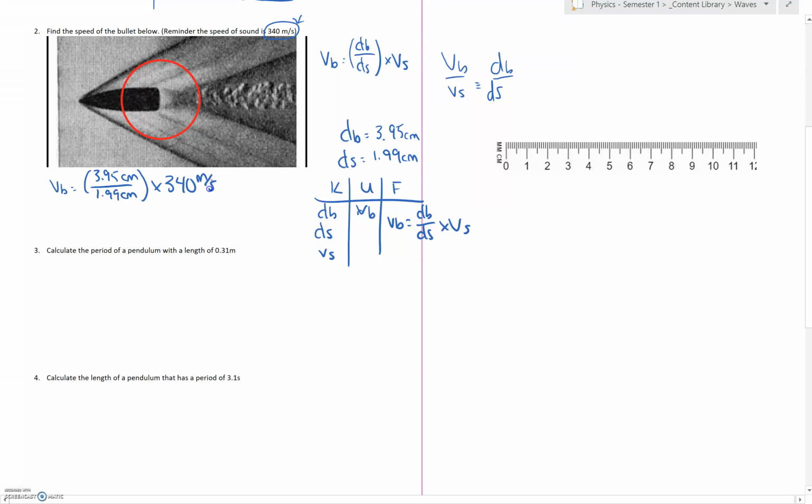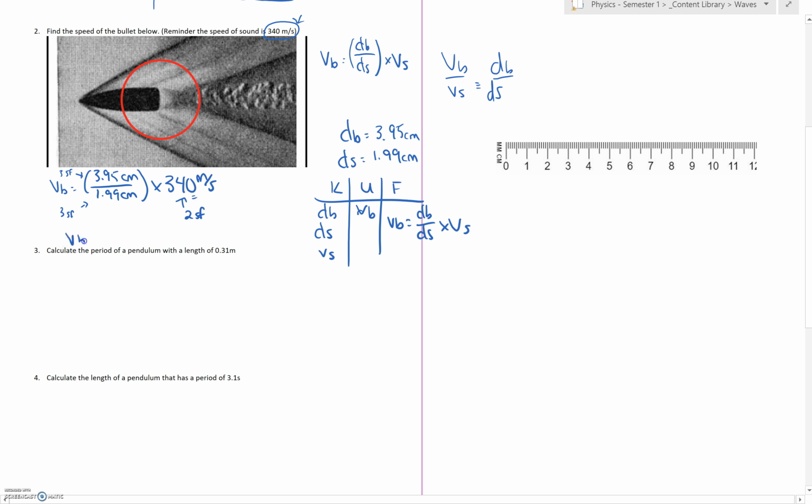Let's do a quick sig fig check. Thankfully, we're not doing any addition or subtraction here. These two values both have 3 significant figures, the 3.95 and the 1.99. And the 340 has 2 significant figures. Remember, this 0 is not significant.